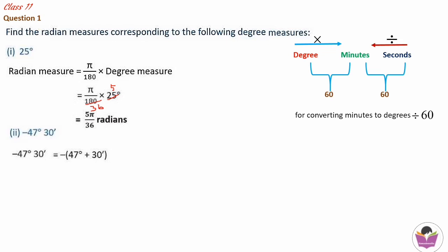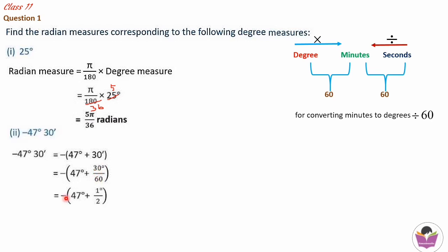Then for converting minutes to degrees, here there are 30 minutes. 47 of course already is in degrees, and here 30 minutes are there. This 30 minutes also we have to convert into degrees. For converting minutes to degrees, means from right to left, the connection is 60. It is coming from smaller to bigger, that's why we have to divide by 60. That is minus of 47 degree plus this 30 minutes we are changing as degrees, that is 30 by 60 degree.